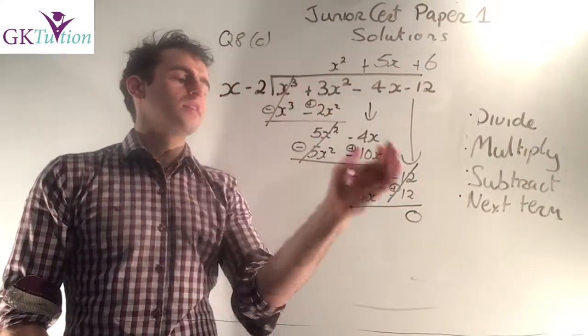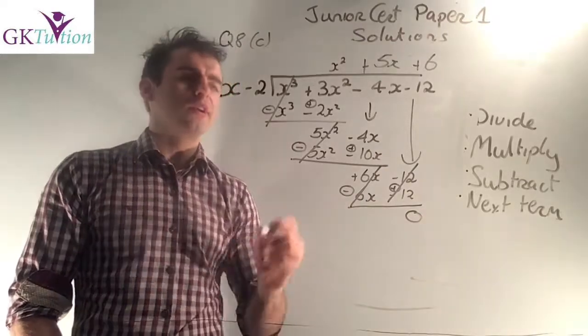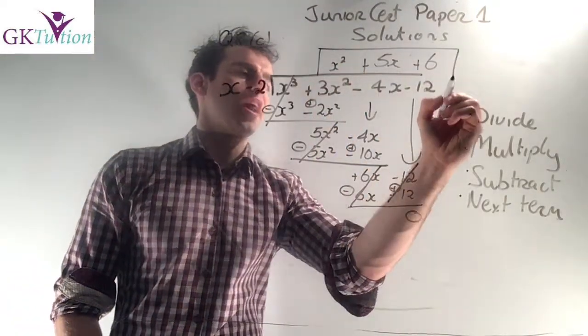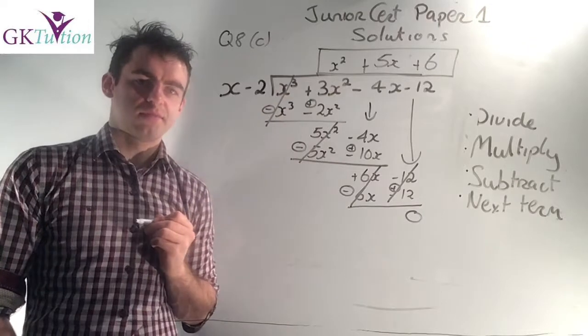So I've divided that into that, and my remainder is 0, so I know that I'm on the right track. Your final answer is x squared plus 5x plus 6.